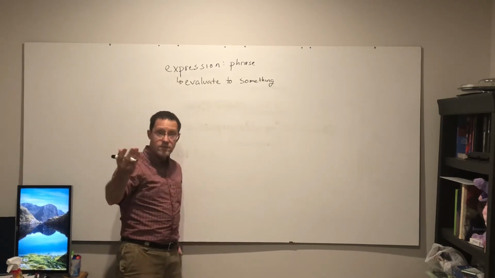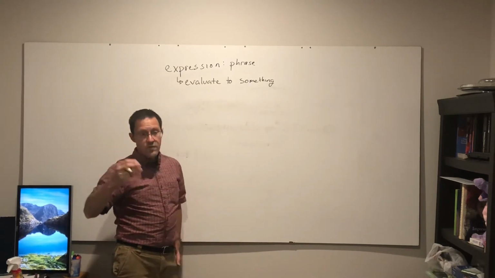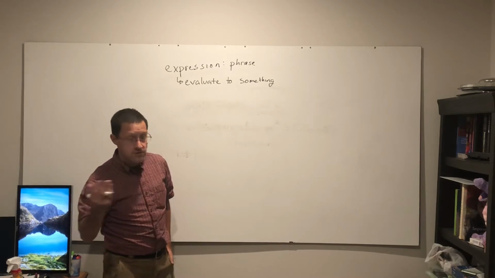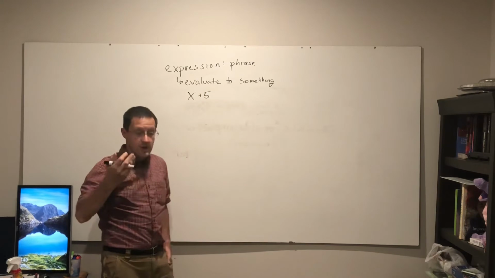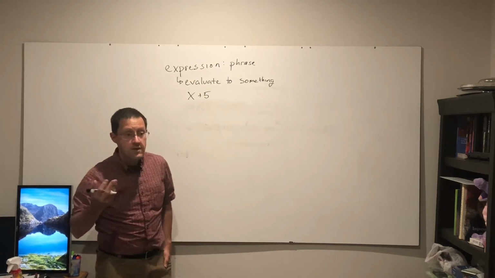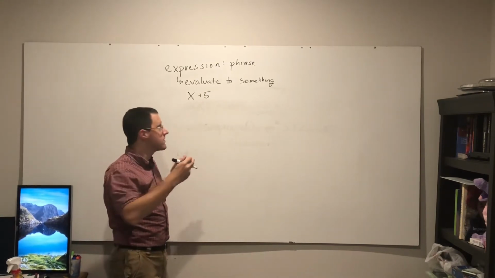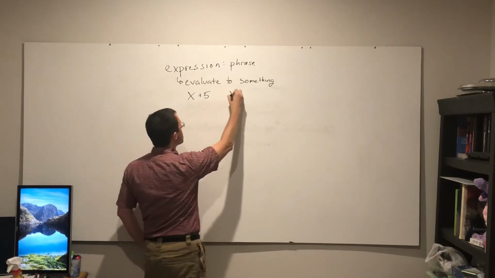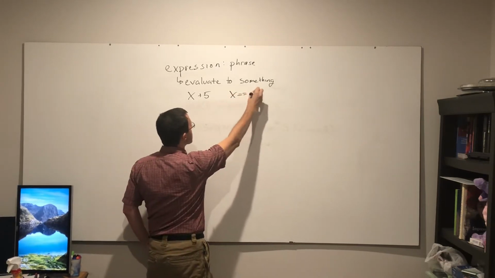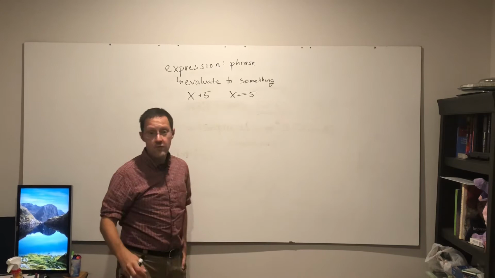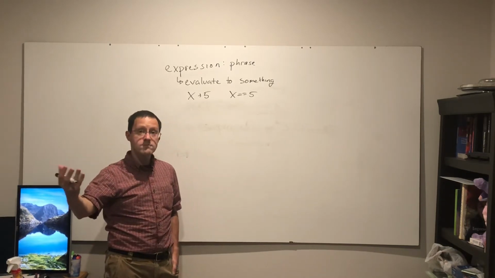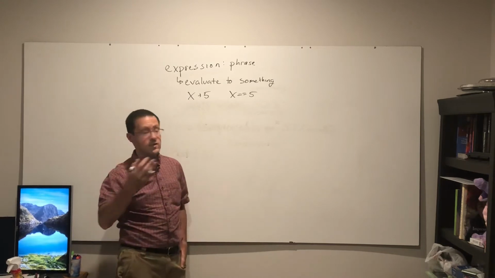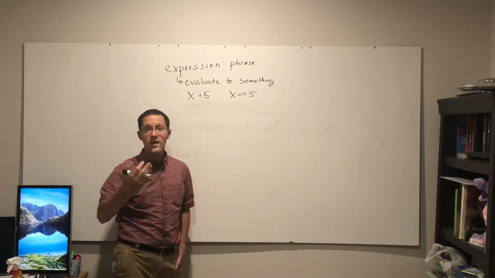So examples: if we have x as a number, we can have x plus 5, and it will be whatever that number is plus 5. We can also have x whether or not it is equal to 5. It will be true or false as the outcome, and that will indeed be that evaluation.